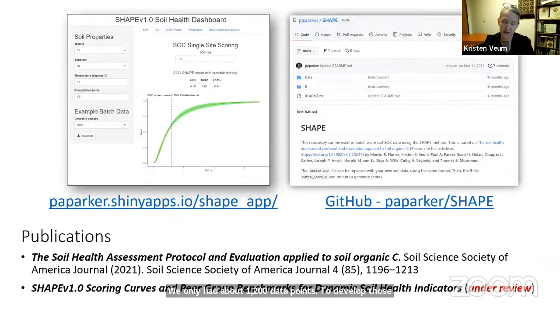So for this first version of SHAPE, we have a Shiny app that's available to the public. Anyone can use it. And we also created a GitHub repository if you prefer that route. You can batch score samples. There are instructions on the website, but if anyone has trouble using that, you're more than welcome to reach out to me and I can walk you through it. And we also have our first publication in the Soil Science Society of America Journal, which describes in great detail the statistical approach as we applied it to soil organic carbon. And then our second manuscript is still under review, but that one covers the ACE protein, soil respiration, and aggregate stability curves.